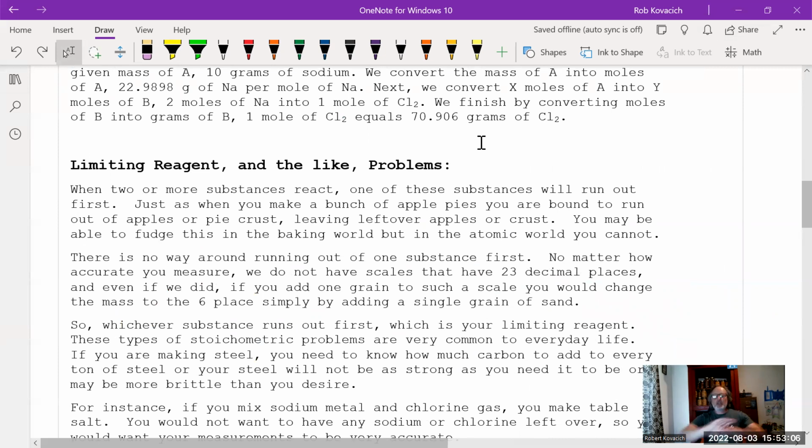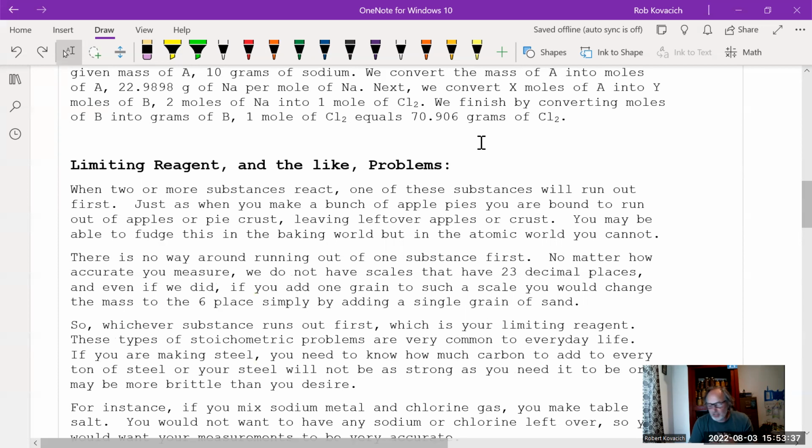Okay, now we're going to do another type of these problems, and this type of problem is called the limiting reagent problem. So I've got a normal example. If I'm trying to make apple pie, and I want to make as many apple pies as I possibly can, when do I stop making apple pies? Well, if I run out of apples, I'm going to stop making apple pies. If I run out of salt, I can't make them. If I'm running out of flour, I can't make them.